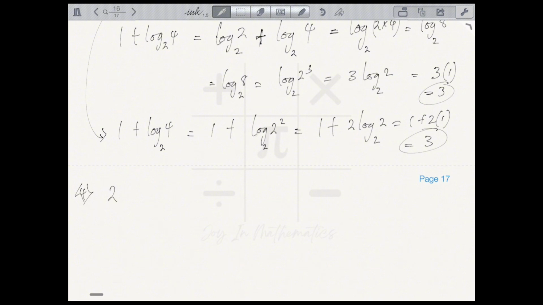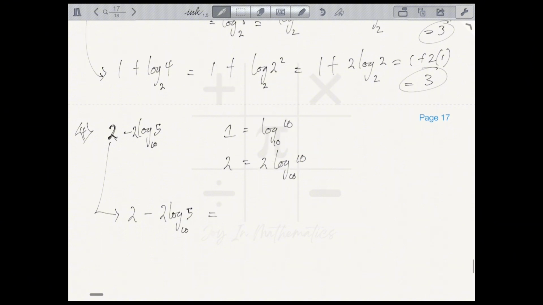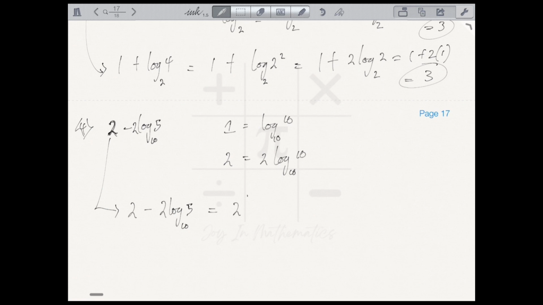Question 4 says 2 minus 2 log 5. Now it is base 10, but in this case we are just having 2, we are not having 1. So if 1 is log 10 to base 10, then 2 will be 2 log 10 to base 10. Yes, so we can now rewrite this 2 minus 2 log 5 to base 10, which will be equal to 2 log 10 to base 10 minus 2 log 5 to base 10.